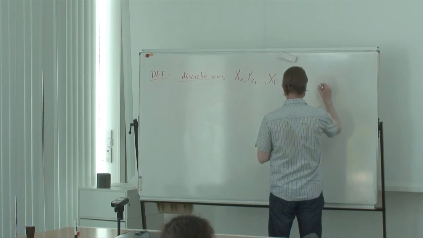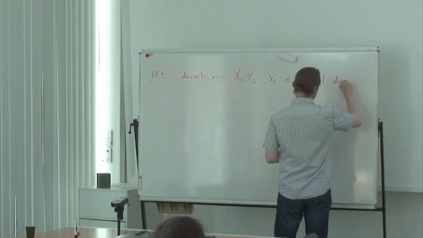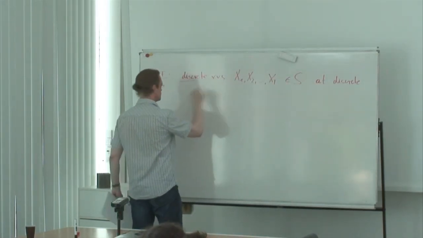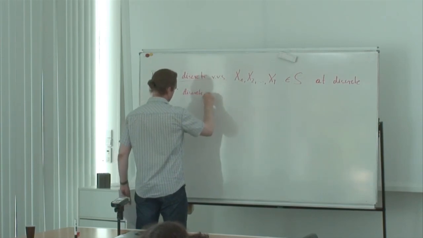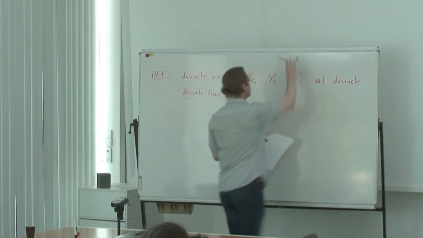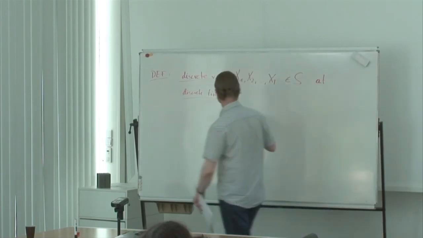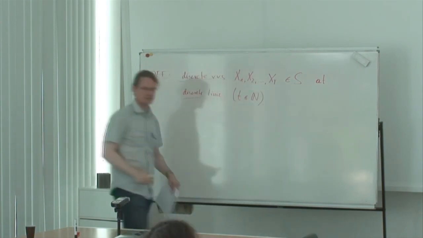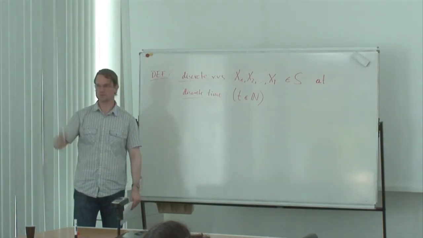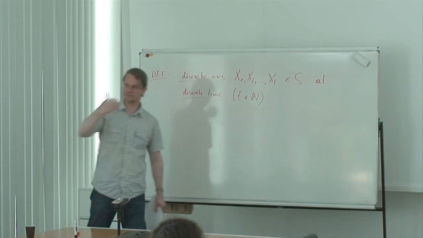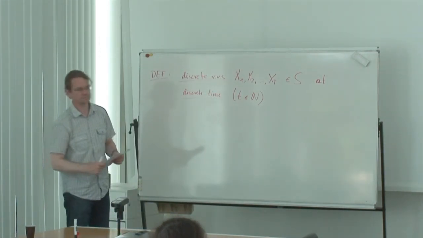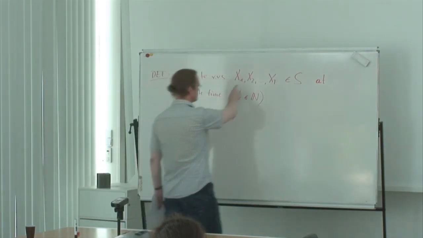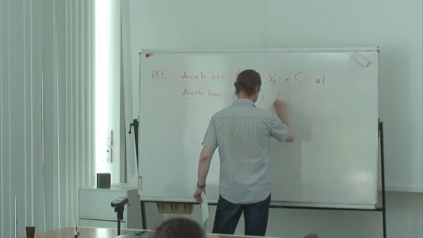So the random variables are discrete, so we have discrete random variables at discrete time. I'll write it down here. At discrete time. And by that I mean basically that this subscript t is also something discrete. We have a process with a beat. There is a beat, and at every beat we observe a new state variable. These things, discrete random variables over discrete time, form a Markov chain.